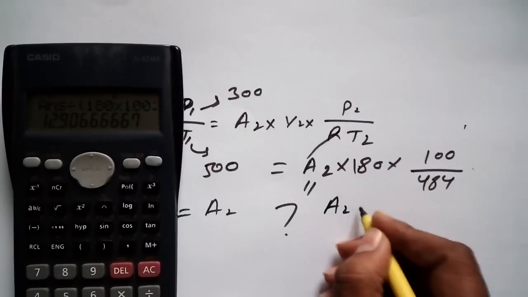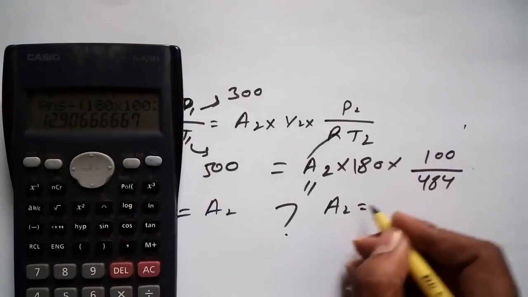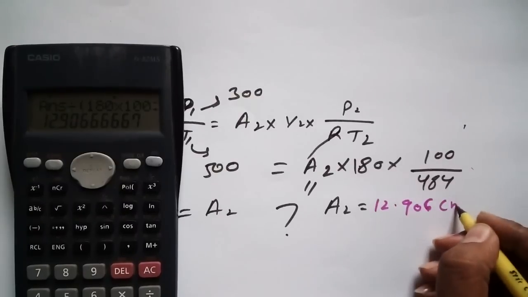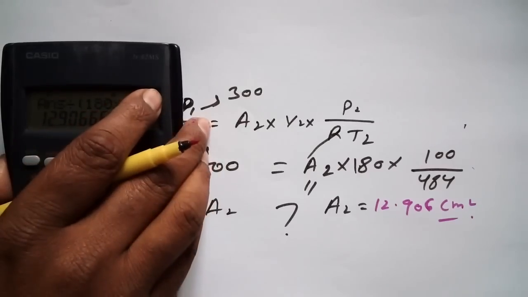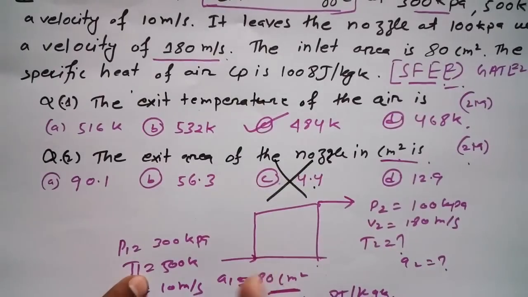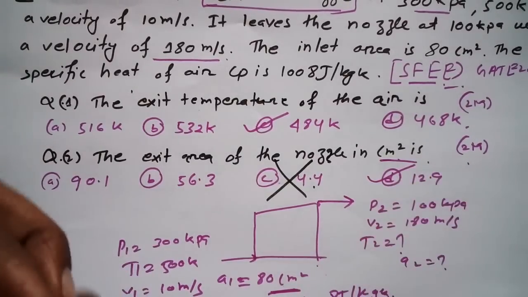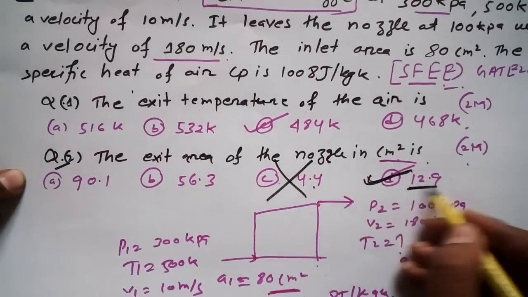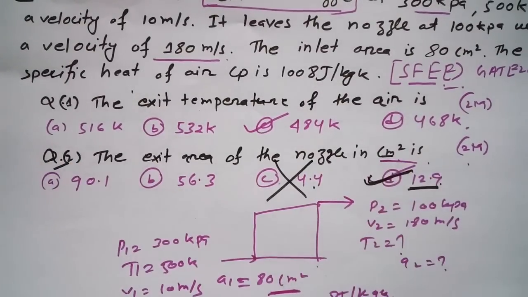So finally A2 is equal to 12.906 centimeter square. Now we'll look at the options over here. So the answer for the second question is option D, 12.9 centimeter square.